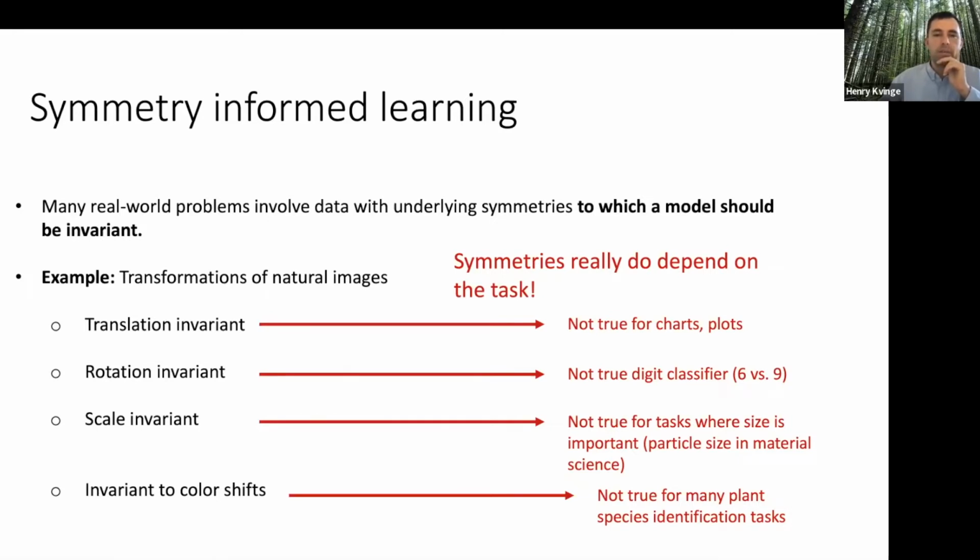And of course, the important thing to remember is all of this really depends on the problem you're trying to solve. So you really have to go back to what is the task that needs to be handled. So translation invariance, of course, is not true for plots or charts, which people certainly try to learn from. Rotation invariance is not true if you're doing, say, MNIST and you have 6s and 9s. Scale and invariance to color shifts are often not something you actually want in certain science applications and others.